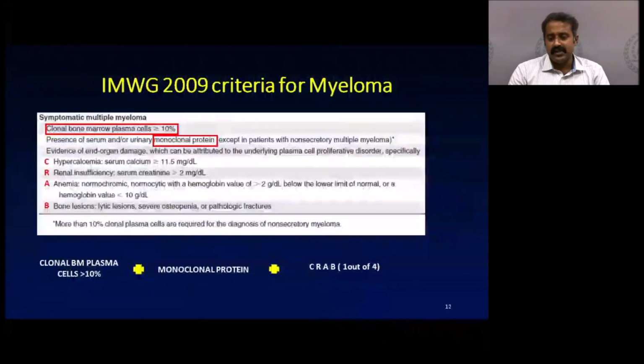Now, looking at the criteria for diagnosis of multiple myeloma, the 2009 criteria, which is given by the International Myeloma Working Group, you need to have plasma cells more than 10%. You had to have a monoclonal protein, and you also had to have the end organ damage, which is called CRAB, where C stands for hypercalcemia, where serum calcium is more than 11.5, R for renal insufficiency, where the creatinine is more than 2, A for anemia, where hemoglobin is less than 10, and B for the bone lytic lesions or severe osteopenia or pathological fractures.